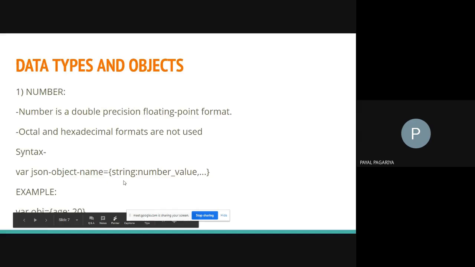The data types and objects. The number is the first data type in JSON. The number is a double-precision floating-point format. Octal and hexadecimal formats are not used in it, and no NaN or infinity is used in number. The syntax is as given, where JSON object name equals string equals number value. The number cannot be enclosed in quotation marks. This is the example.